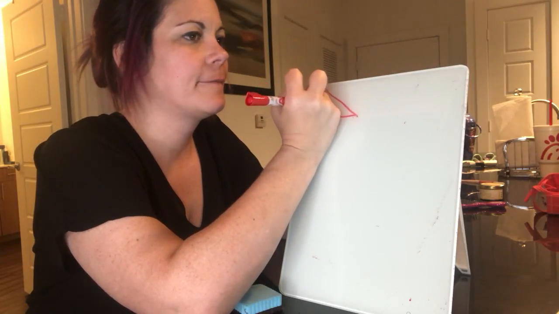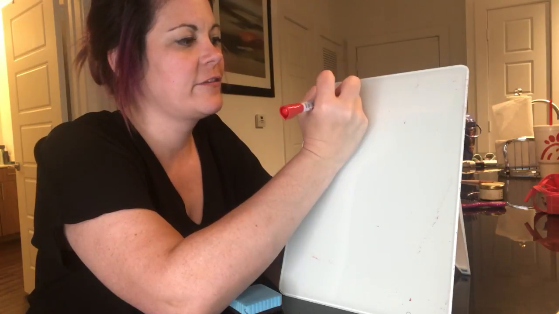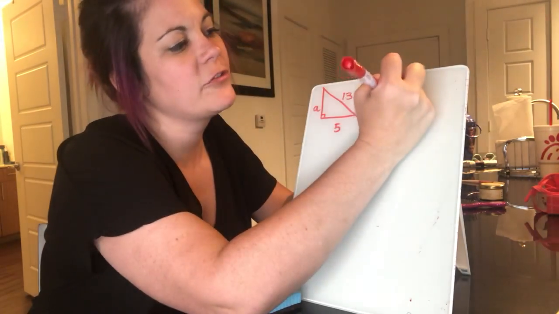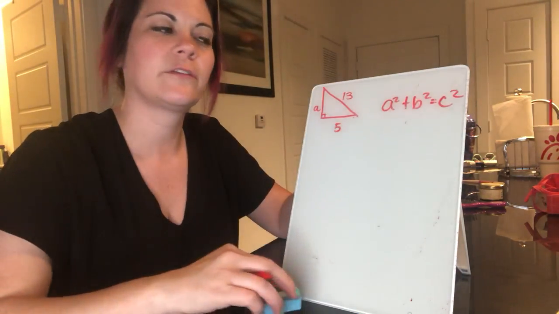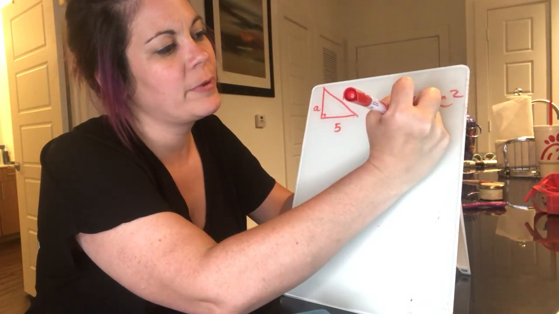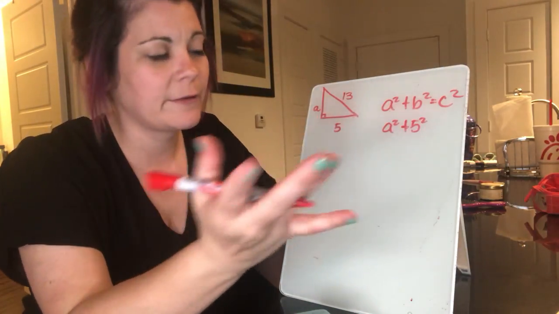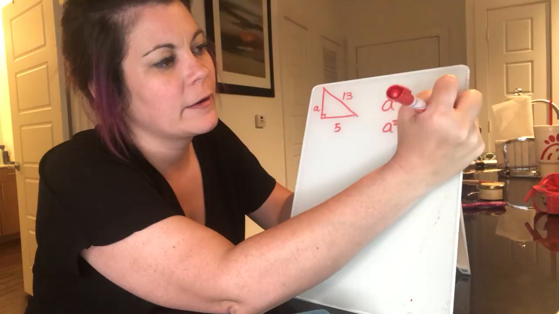So we have 5, a, and 13. In this case, we're looking for a leg, but we're still going to just substitute everything into a squared plus b squared equals c squared. So we don't know a, we do know b. Remember, I could have put 5 in for a, but it doesn't matter because the legs are interchangeable. And then c squared, 13 squared.